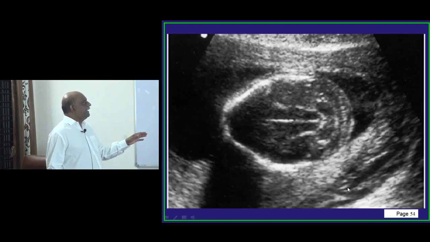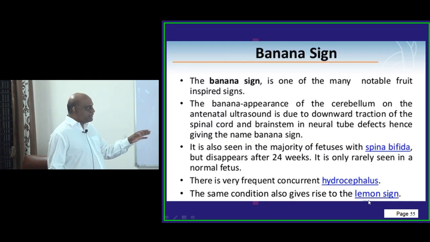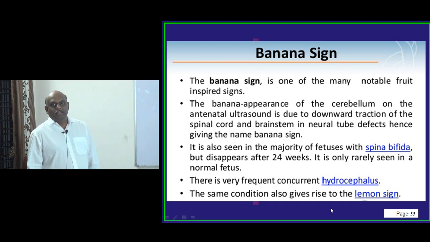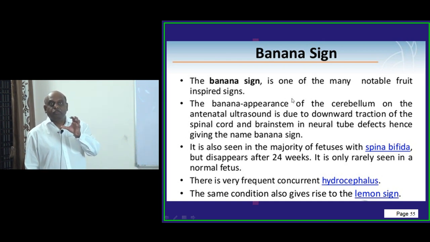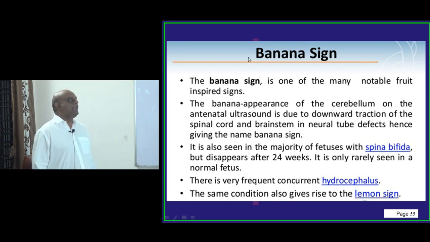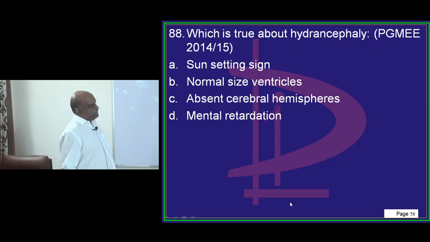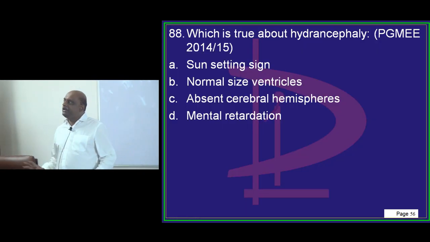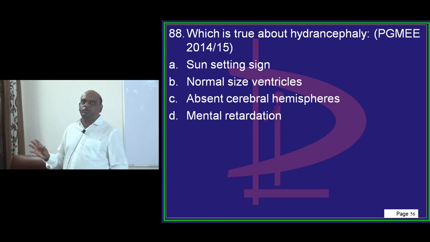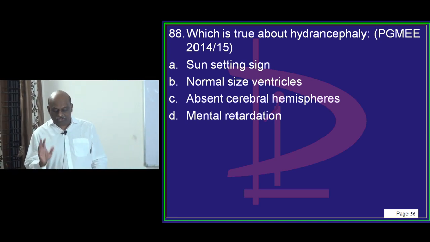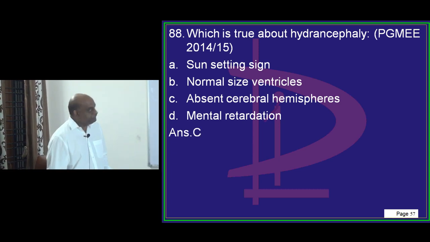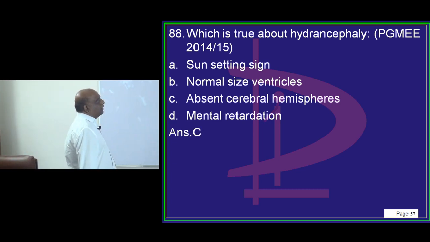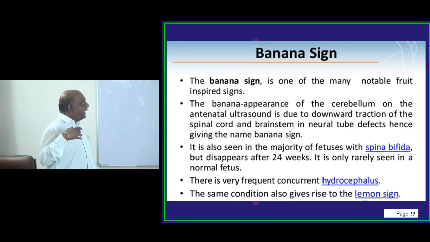and concurrently there will be hydrocephalus along with it, and the overlapping of the calvarial bones leads to the lemon sign. So this is what you have to be doubly sure about. Lemon sign, banana sign, neural tube defects, favorite question of the examiner. Right, doc? Now, what is true about hydrocephaly?